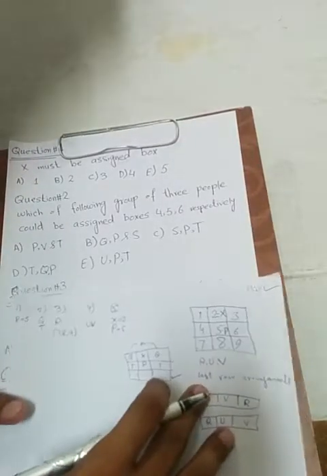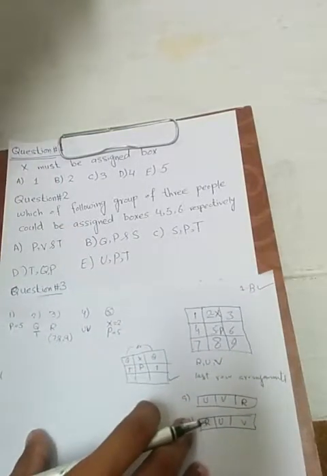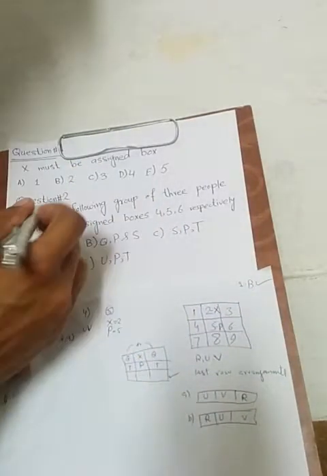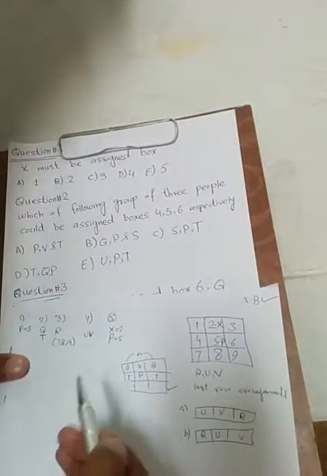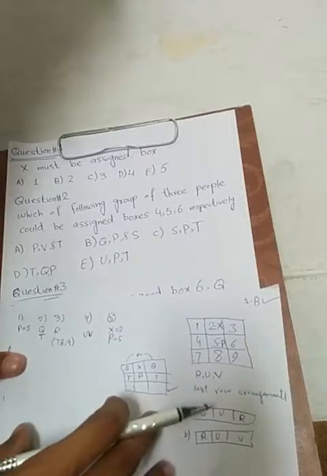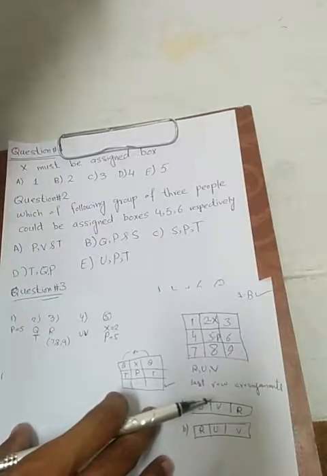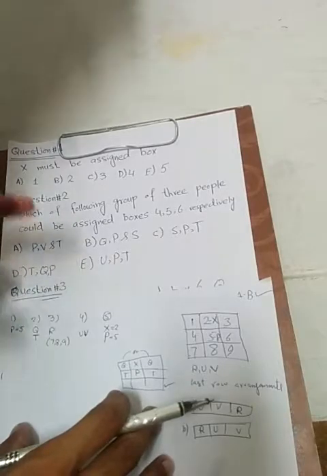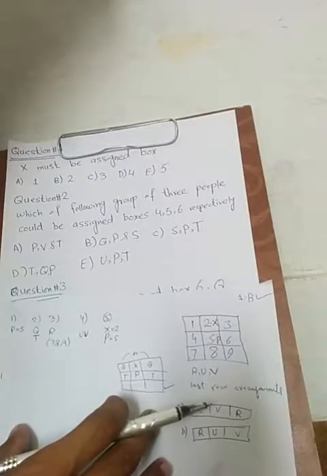So we move to question number 2. It's a little bit complex, you can say, but not much. Just think about it. Which of the following groups of three people could be assigned boxes 4, 5, and 6? He is saying that among these arrangements, which one is possible that we can assign to positions 4, 5, 6. So we have to search for the possible arrangement among these for 4, 5, and 6.